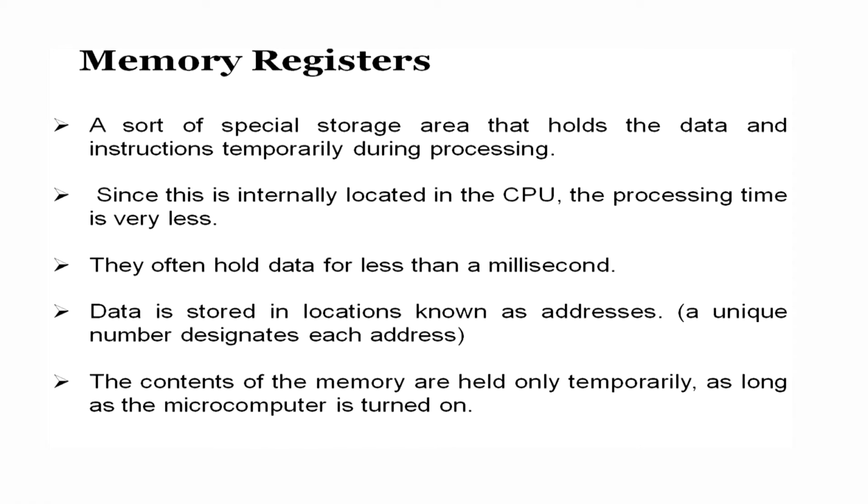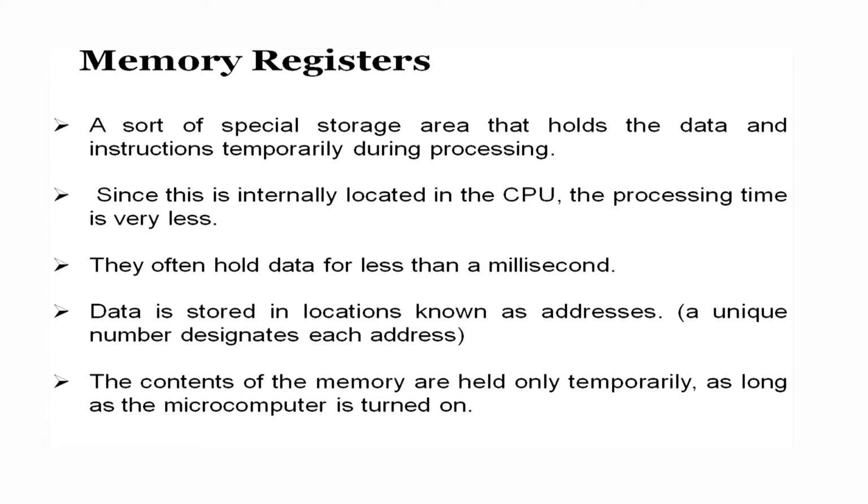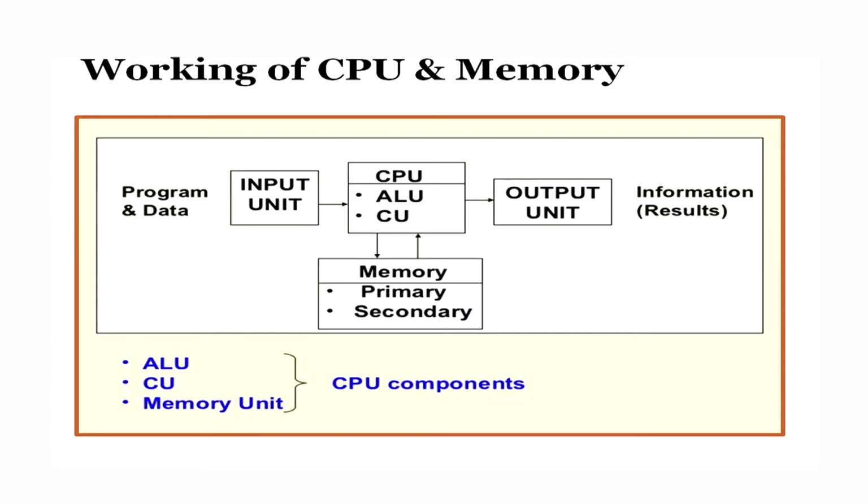That is how the control unit designates and decides where the data is being stored, where the result is being stored, where the internal processing is being stored, and so on. And the contents of the memory are held only temporarily, as discussed before also, as long as the computer is turned on, as long as the data is not permanently stored in a device so that it can execute the next set of instructions. So, this particular slide shows the basic working of CPU and memory.